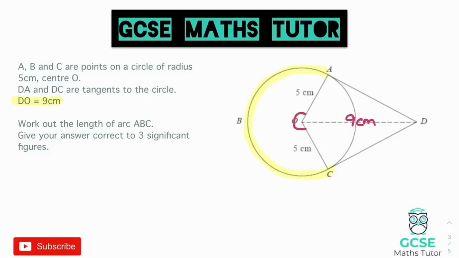So we need to get that angle around the outside. Once we've done that, we can use our circumference formula or arc length formula in order to get that arc length. But let's have a look. So what can we work out?